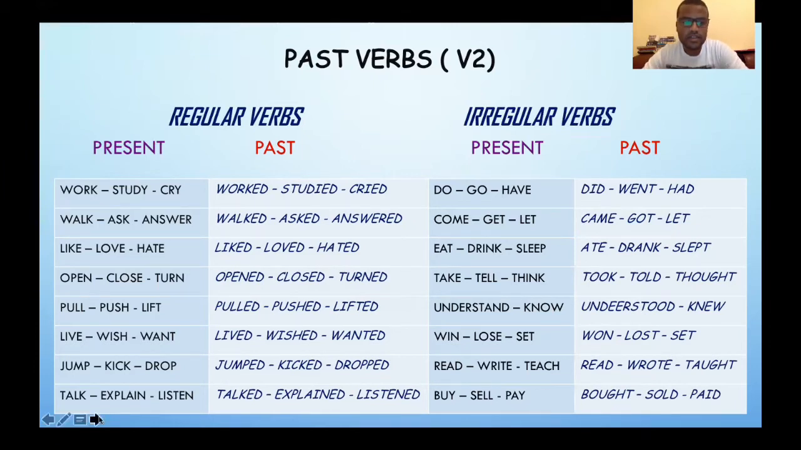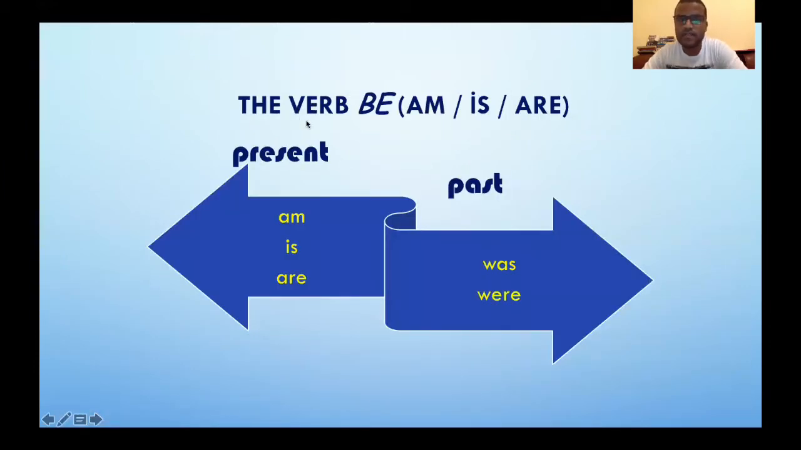So first of all, we have to know the verb to be in the past and how we're going to conjugate it. It's so easy. In the present, you can say am, is or are: I am, you are, he is, she is, it is, we are, they are. But in the past, the verb to be, you can say I was, you were, he was, she was, it was, we were, you were, they were.